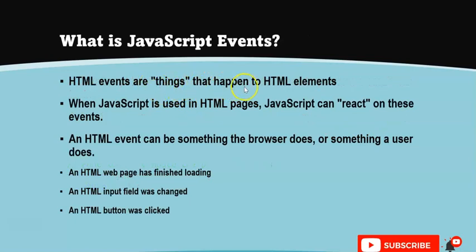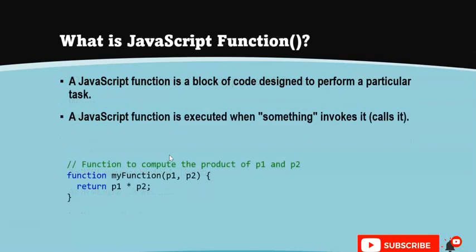HTML events are things that happen to HTML elements. When JavaScript is used in HTML pages, JavaScript can react to these events. An HTML event can be something the browser does or something the user does. The browser does things like loading the page, and the user does things like clicking on a button. An HTML page has finished loading. An HTML input has changed. A button is clicked. These are the events which call a JavaScript function.